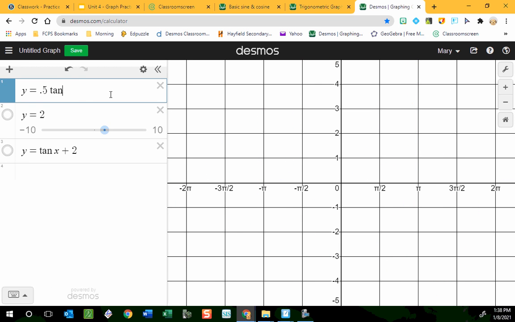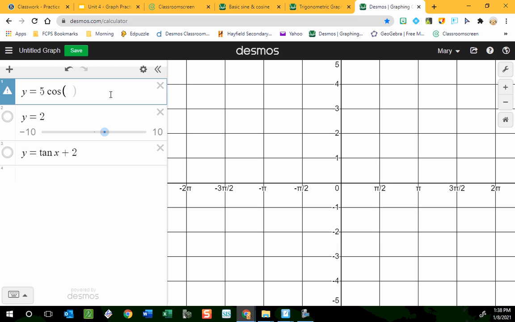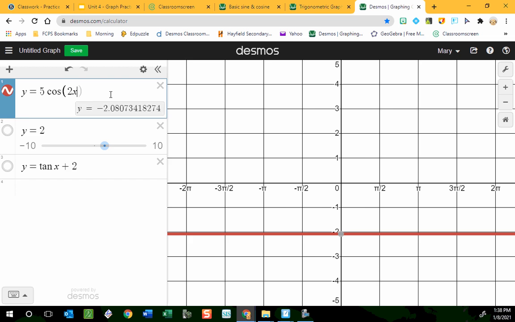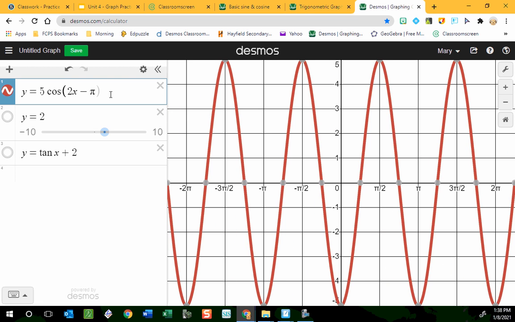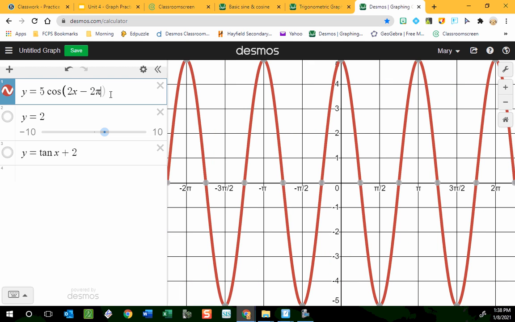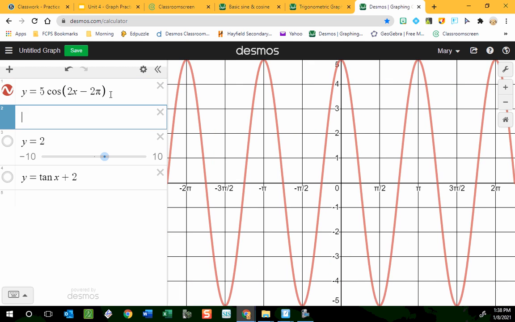So let's go ahead and see what it looks like. Alrighty, let's see. We got 5 cosine. You can type in the original just in case we made a mistake. But anyway, 2x minus, and then type the letters pi. 2x minus, oh, it was 2 pi, wasn't it? And that's it. So there it is. You see how it's going to look a little bit different. It actually does look like the normal cosine graph because we shifted it enough to make it look almost normal again.